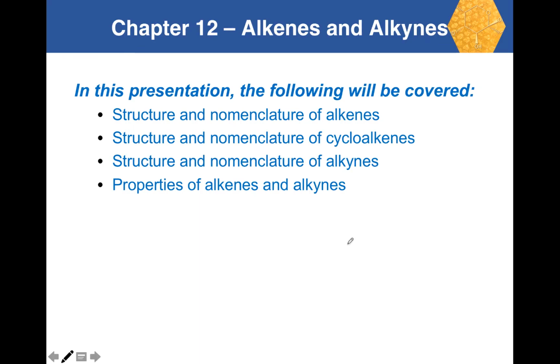But let us get started. What we'll cover in this lecture is the structure and nomenclature of alkenes. So now you'll see the structure and the naming of these type molecules. Then we will look at the structure and nomenclature for cycloalkenes. Notice again the E, alkenes, different from alkanes. Then we will look at the structure and nomenclature for alkynes. Again, alkynes with a Y. And lastly, we look at the properties of alkenes and alkynes.